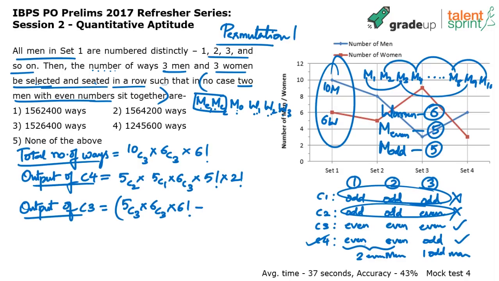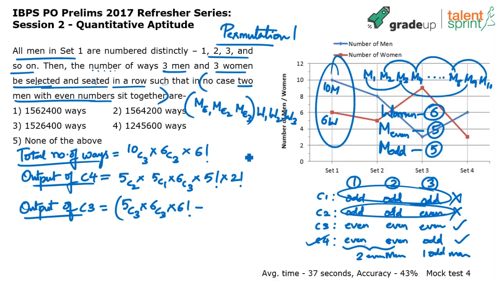Basically, in this case, all the 3 men that we have selected are even. So we have 3 even men: ME1, ME2, ME3, and then 3 women, W1, W2, and W3. We don't want any 2 even men to be together. So how do we do that? The total number of ways of arranging these 6 people is 5C3 into 6C3 into 6 factorial. From these ways, I am going to subtract all those ways where the 2 even men are together.